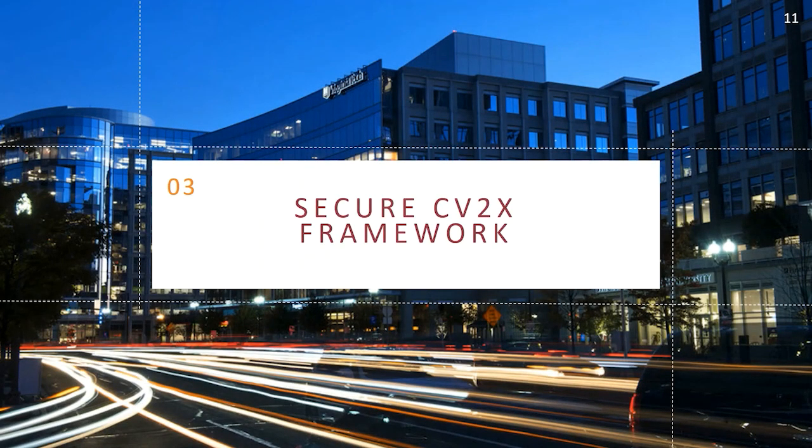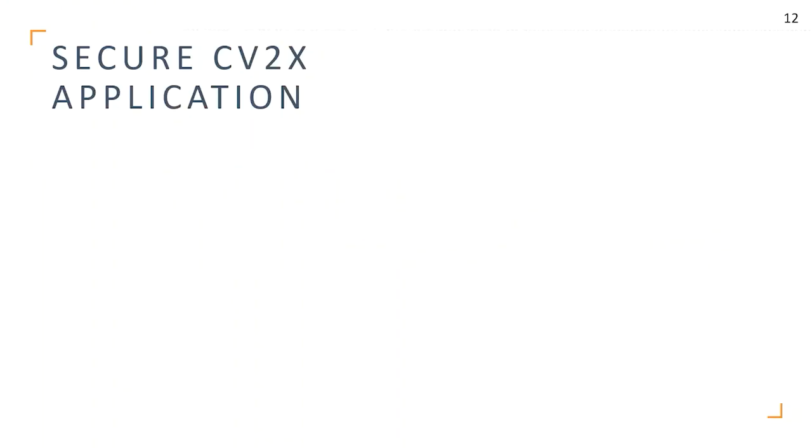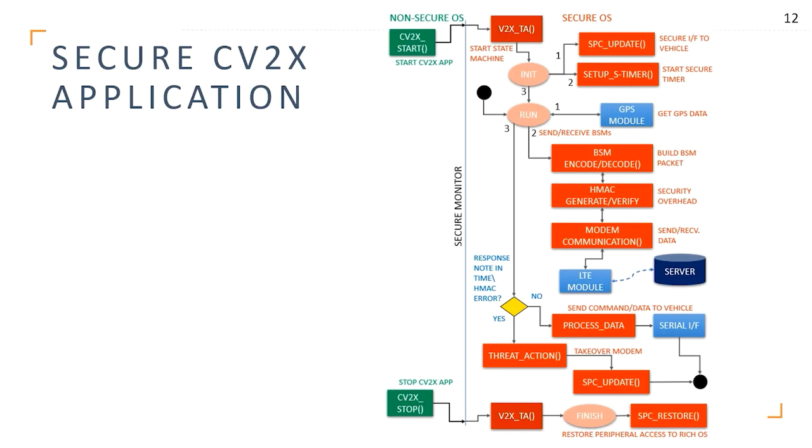Now, let us look at the actual implementation and details of the proposed framework. Here, I present an overview of the secure CV2X application. The user connects the UE to the vehicle and starts the CV2X application. This triggers an interrupt on the secure side via the secure monitor to start the CV2X trusted application, or TA in short.